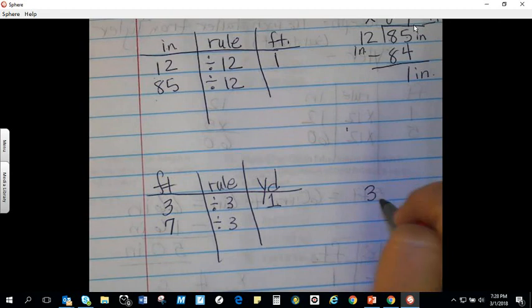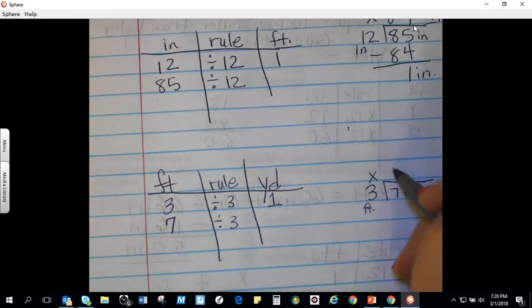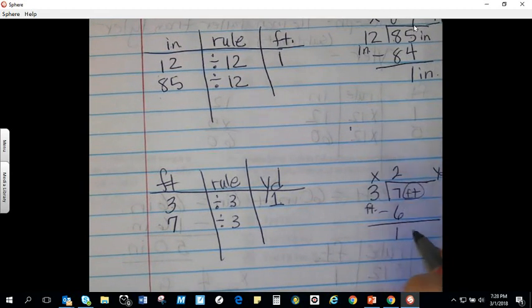Well, 3, and again, this is feet, goes into 7 feet. I'm going to put my division symbol. 3 goes into 7 2 times, and this is going to be yards. 2 times 3 equals 6, and this is feet. Minus that out, and it gives me 1 foot.